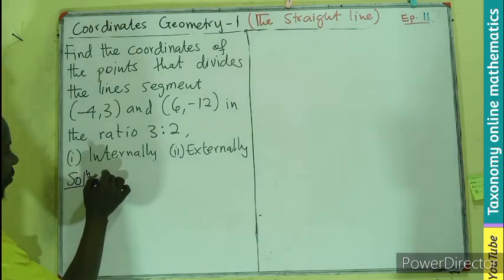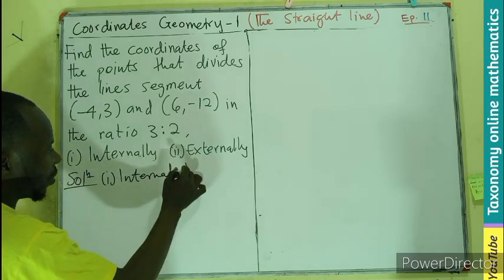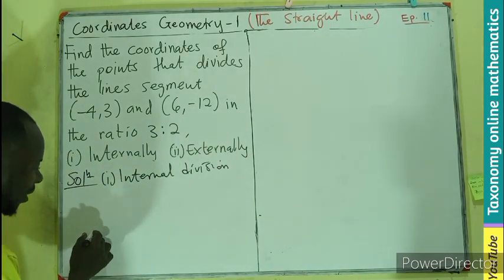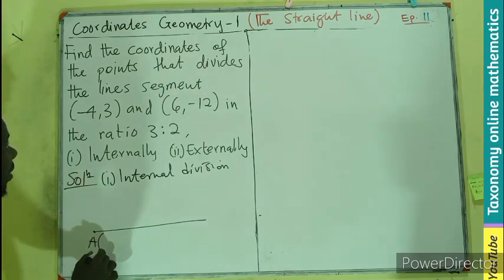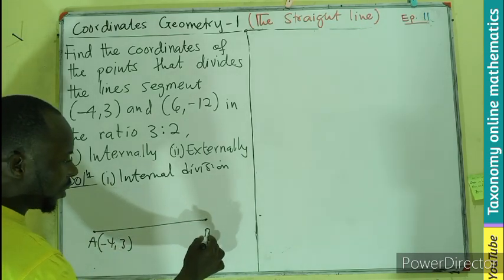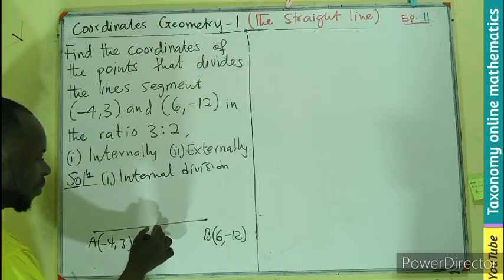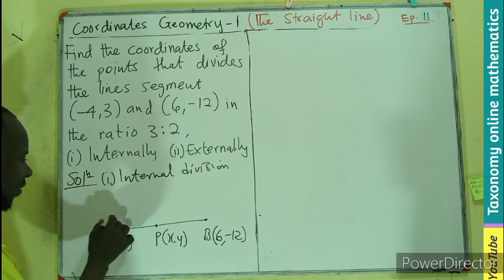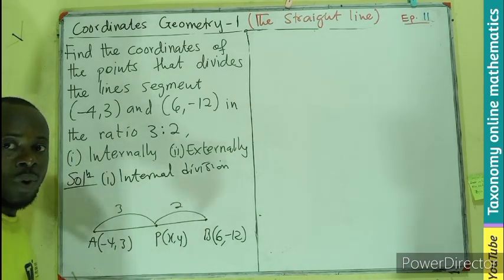So if I have internal division, let me just pick the line segment. I have A, what is it? Minus 4 and 3. B, what is it? 6, minus 12. The point is P, X, Y. So this is 3 and this is 2. I don't want to use the formula.